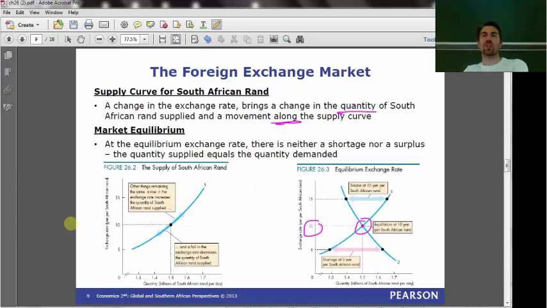In other words, if there's a change in preferences that makes the US citizens want to buy more South African goods and services, regardless of the interest rate, the exchange rate, then we've got a shift in the supply curve. If they're buying more goods and services because the rand is depreciating, then it's a movement along the supply curve, right?